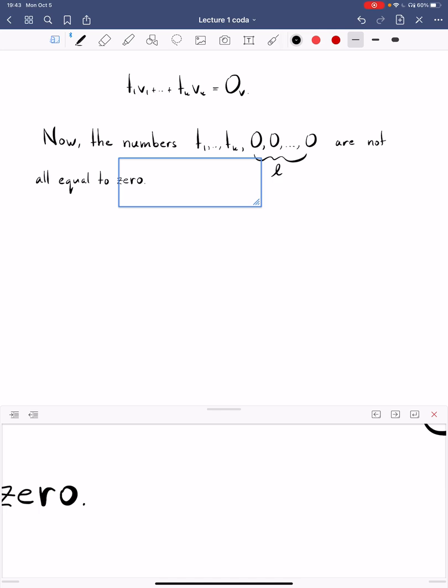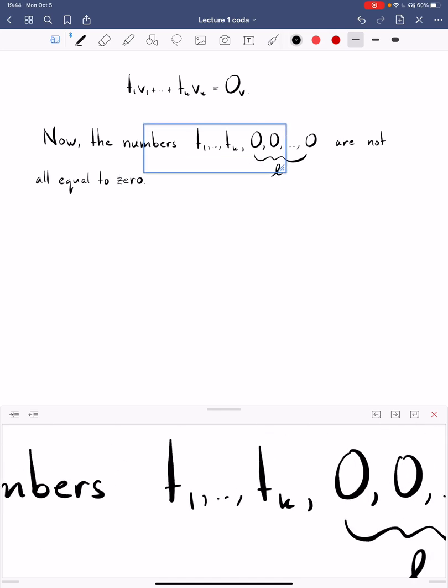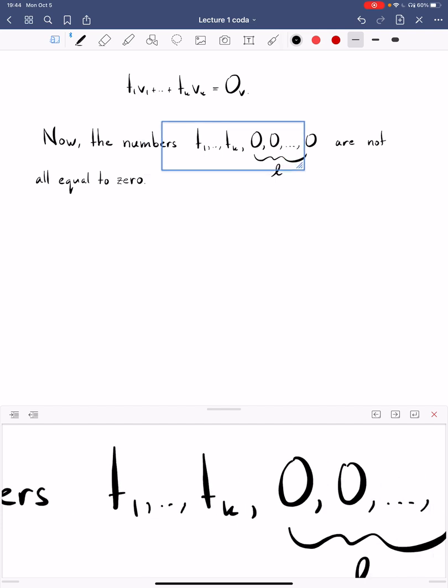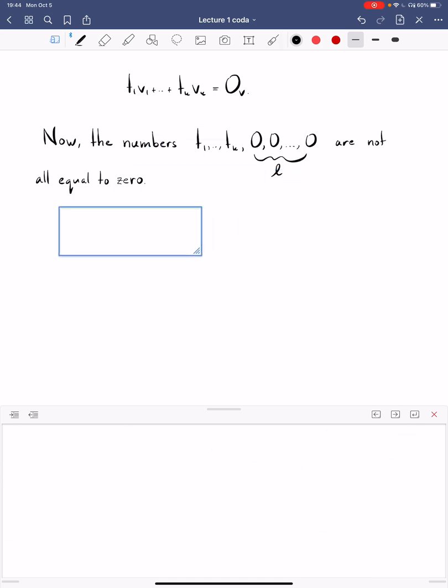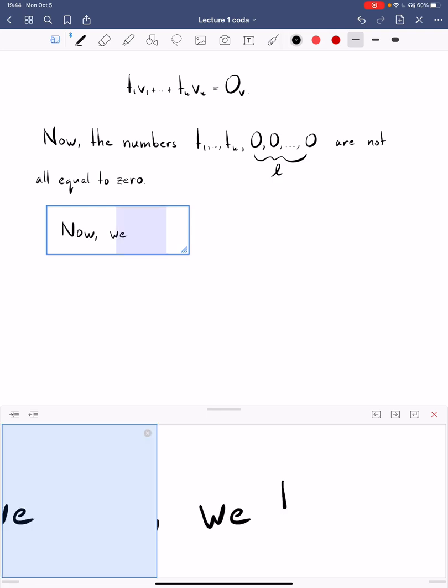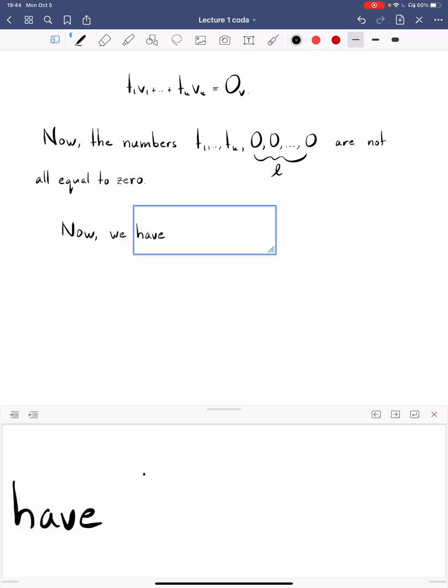Okay, why is that? Because the T1 through TK are not all equal to 0, right? At least one of these numbers is non-zero. So if I just extend that list by an arbitrary number of additional zeros, it maintains the property that at least one of these T1 through TK is not equal to 0. And now we have that.